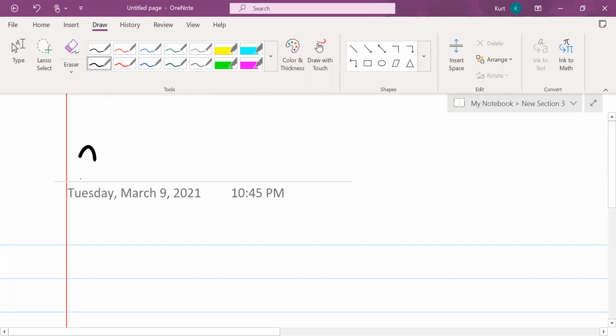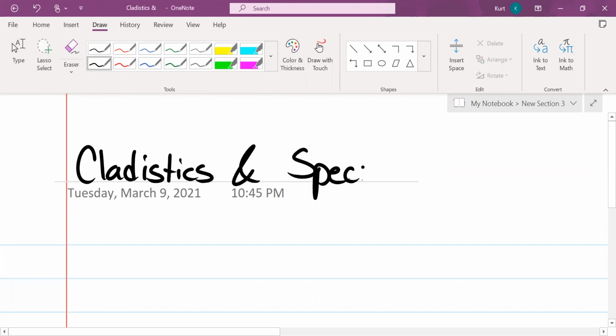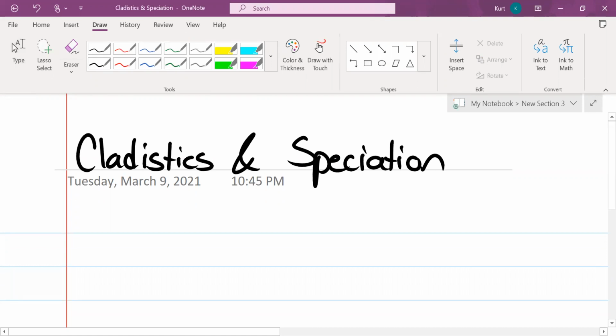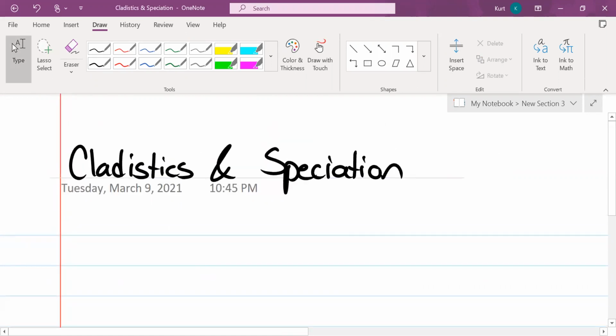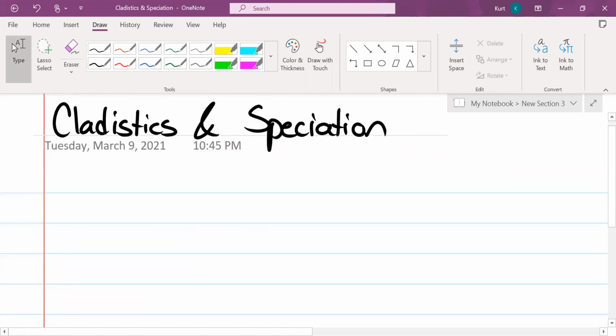So today we're going to talk about cladistics and speciation. All right. So cladistics was originally going to be part of the last lesson on taxonomy and phylogeny, but we couldn't fit it into a class period. So this is more or less a continuation of the last lesson.